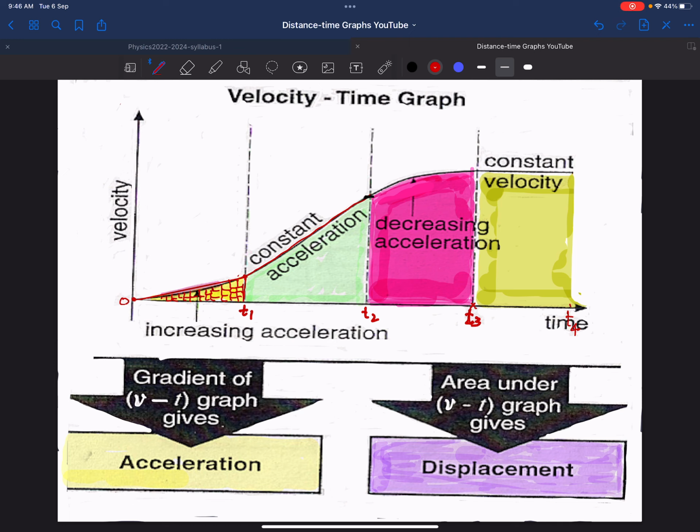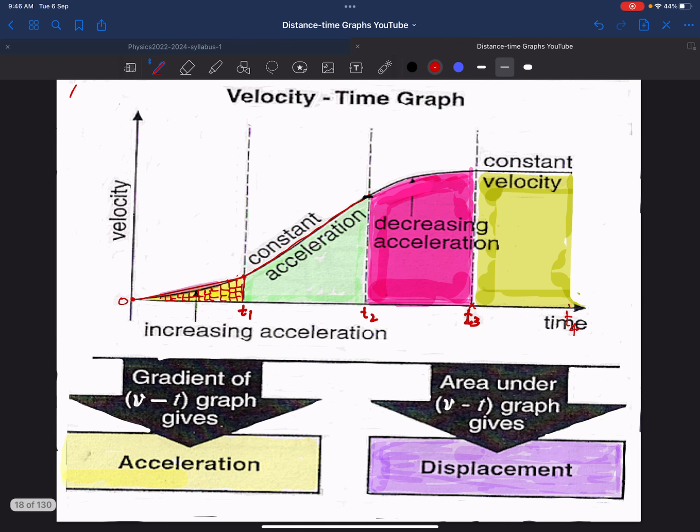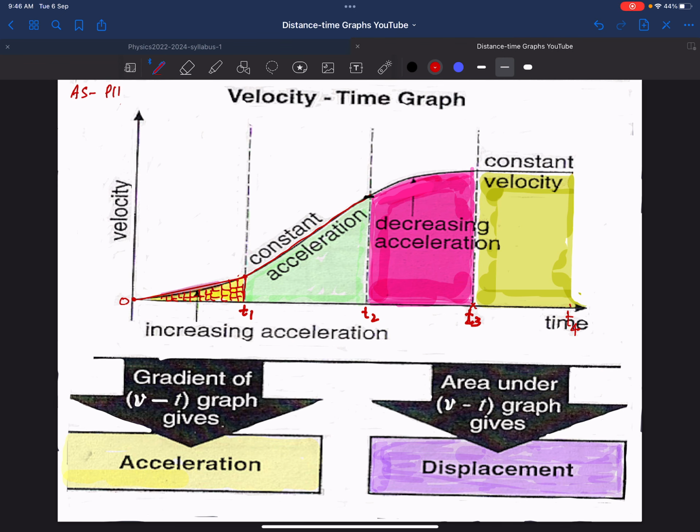Today we are going to discuss the velocity time graph, which is again a topic of AS Physics 9702, and you know that this is chapter number 2, Kinematics. This is the continuation of chapter number 2. So here we have the topic of velocity time graph.